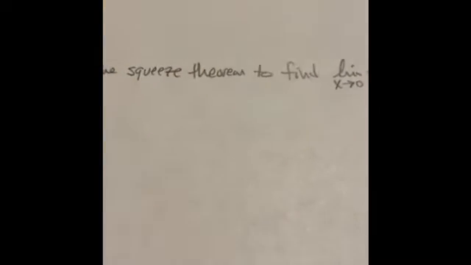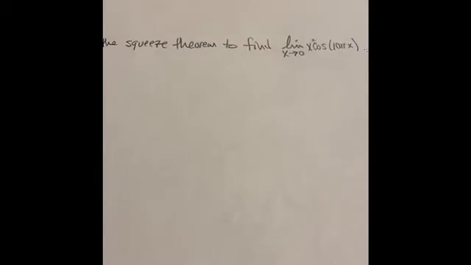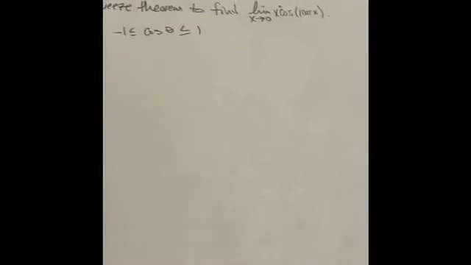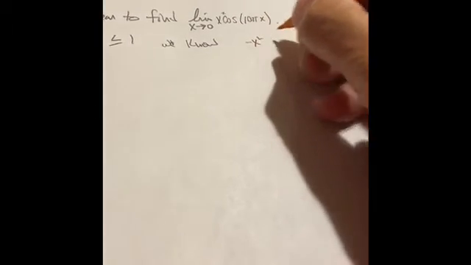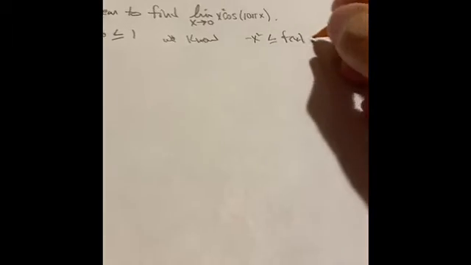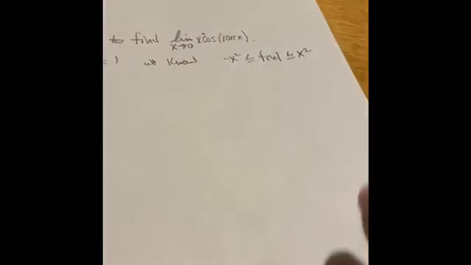I tell my students that you have to say, because in this case cosine of theta is between -1 and 1, we know that if we call this f of x, we can say that -x squared is less than or equal to f of x is less than or equal to x squared, right? We know that that's the case.